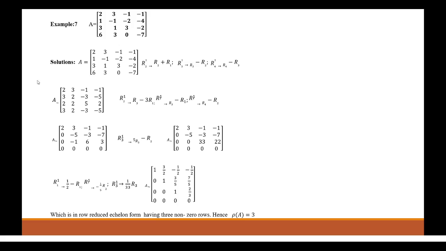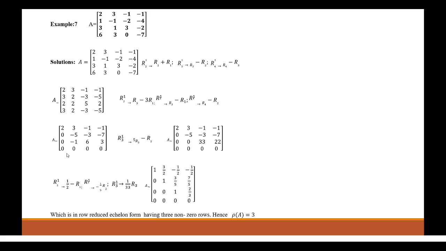In this example 7 also, we are going to operate the elementary row operations. Here R2' = R2 + R1, R3' = R3 - R2 and R4' = R4 - R3. After applying these elementary row operations, we get an equivalent matrix. For this equivalent matrix, again operate the row operations. That means below the principal diagonal, make the elements 0. For that, we have to apply the row operations once again. Then we get the equivalent matrix.